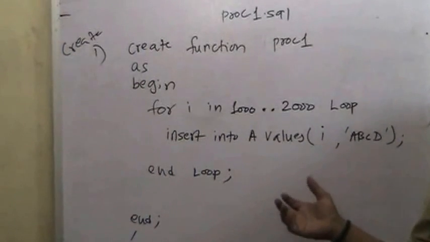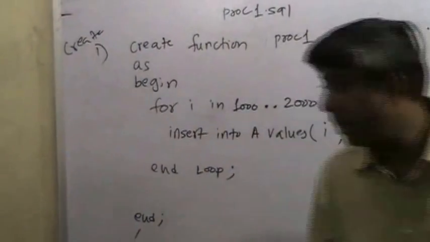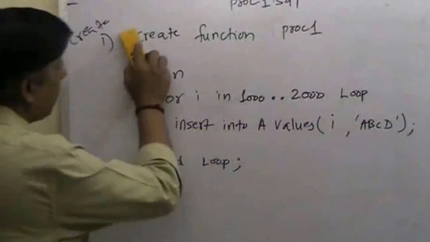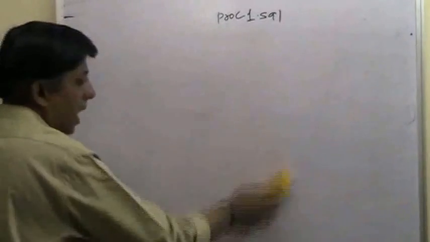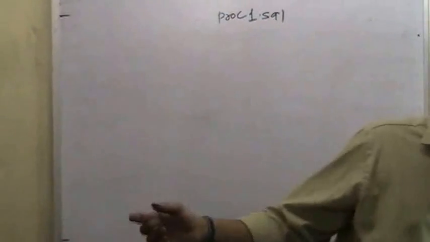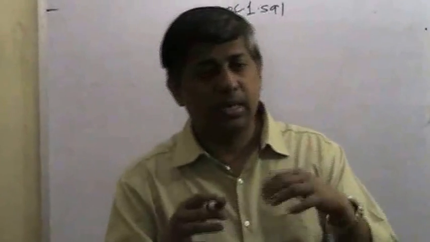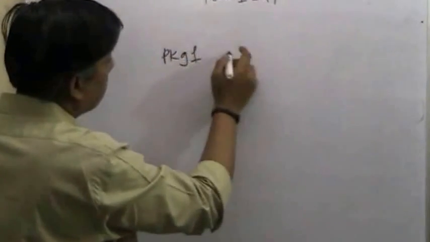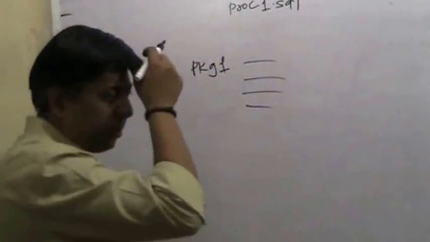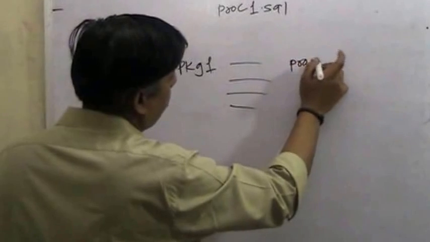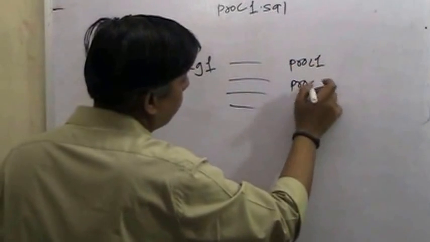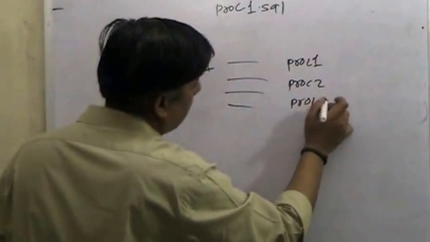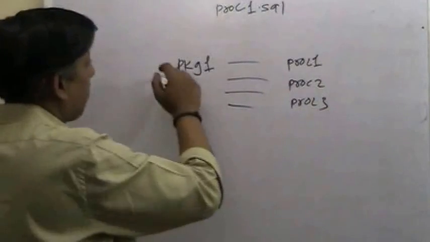So this is what a procedure is. Now you know how to execute a procedure. Likewise, if I create 10 different procedures and put them into one place called a package, then what happens? I have a package whose name is pkg1, and inside that package I have, let us say, 4 different procedures. The name of one procedure is proc1, another one is proc2, then proc3, and so on. So this is what my package is.